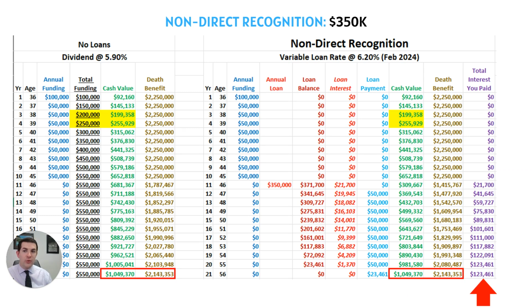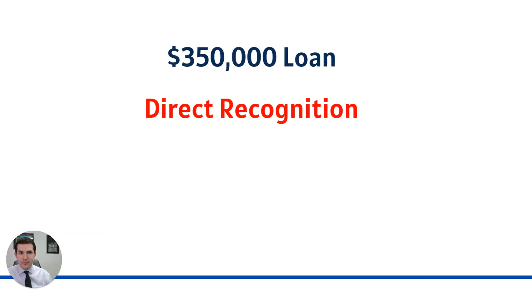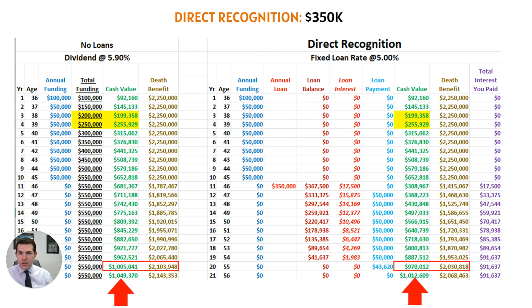Year 21, what's your cash value? $1,049,000. Okay. Direct recognition. Here we go. What's your cash value? Year 21. $1,049,000. How about to the right in the example where you take that policy loan? Now what you got? Different value. $1,012,000. What happened here? You took that $350K loan, you paid it back exactly the same as the non-direct recognition policy, but you had less. The reason why is because you received that reduced dividend rate on the borrowed cash value. That is why you have less in cash value once it's paid back.